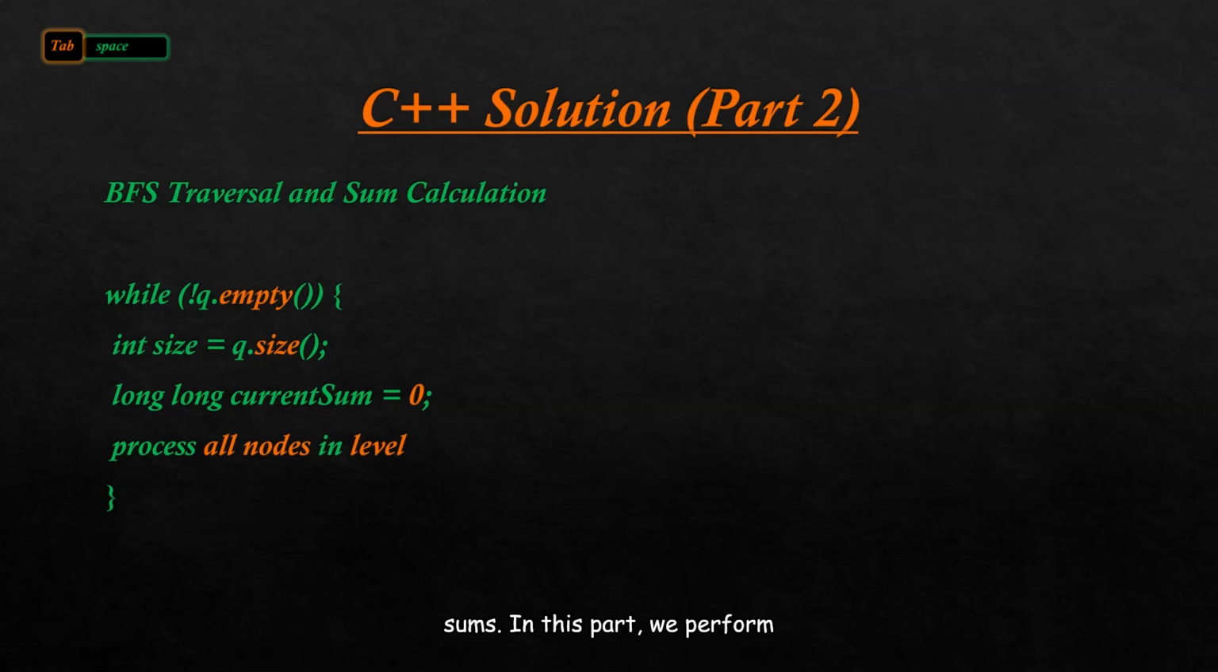In this part, we perform the BFS traversal. While the queue is not empty, we determine how many nodes belong to the current level, initialize the current level sum, process each node adding its value to the sum, and push left and right children into the queue. This ensures all nodes at the same depth are processed together.